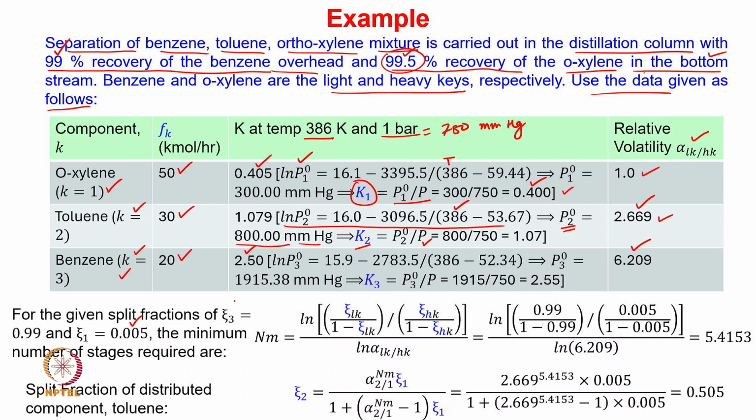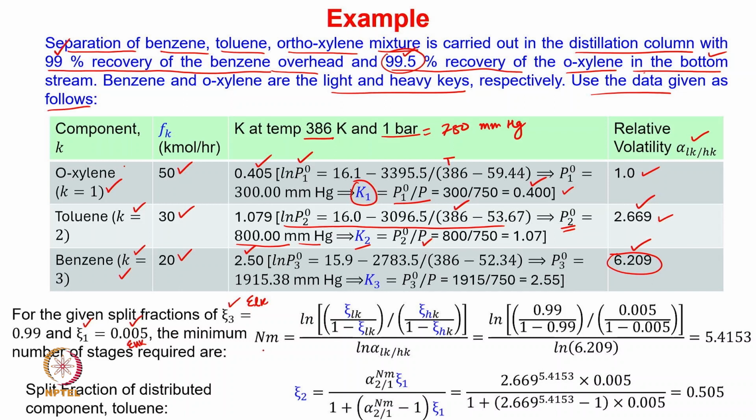Now we know zeta 3 and we know zeta 1. Zeta 3 is nothing but zeta Lk, the light component, and zeta 1 is nothing but zeta Hk. So we know zeta Lk and zeta Hk, and we also know the relative volatility of the light key component and heavy key component. The light key component is benzene, the heavy key component is orthoxylene. So clearly the alpha Lk by Hk value we need to use is this 6.209.